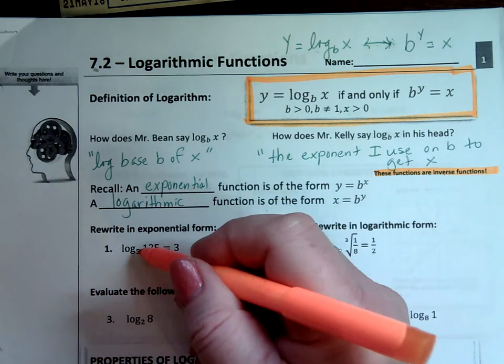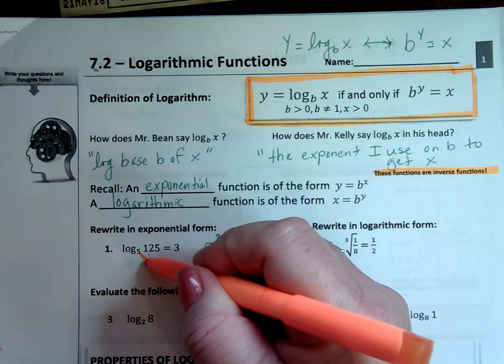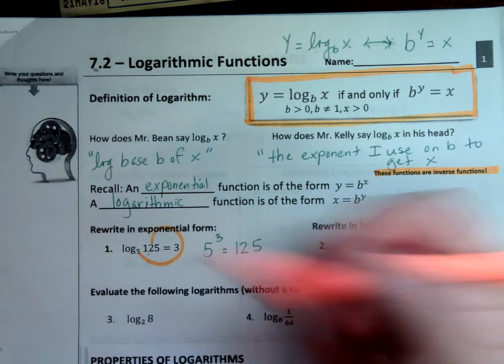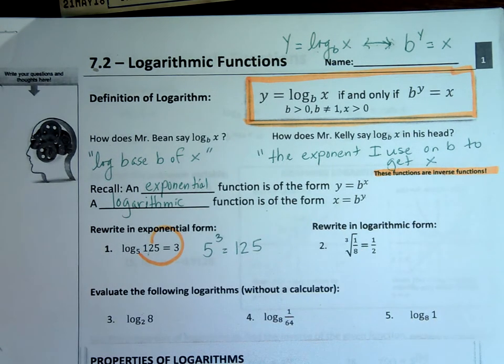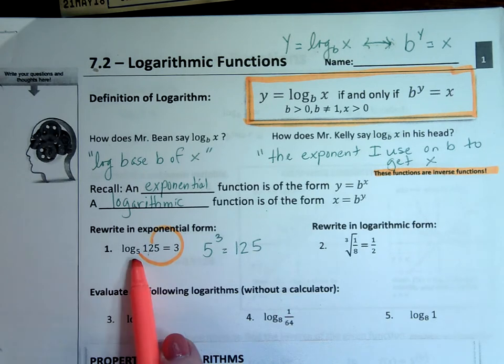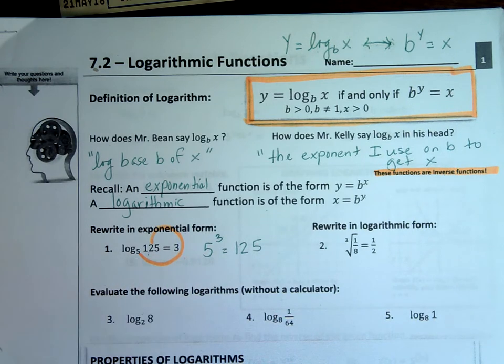If you start with the base and make a loop, now I made the loop so you could see the numbers. That tells you exactly how you need to set it up. It's going to be 5 to the third equals 125. Done. It almost makes it so you don't have to remember this rule, right? So anytime you're trying to write it as an exponential form from a logarithm, just start with the base and loop it around.